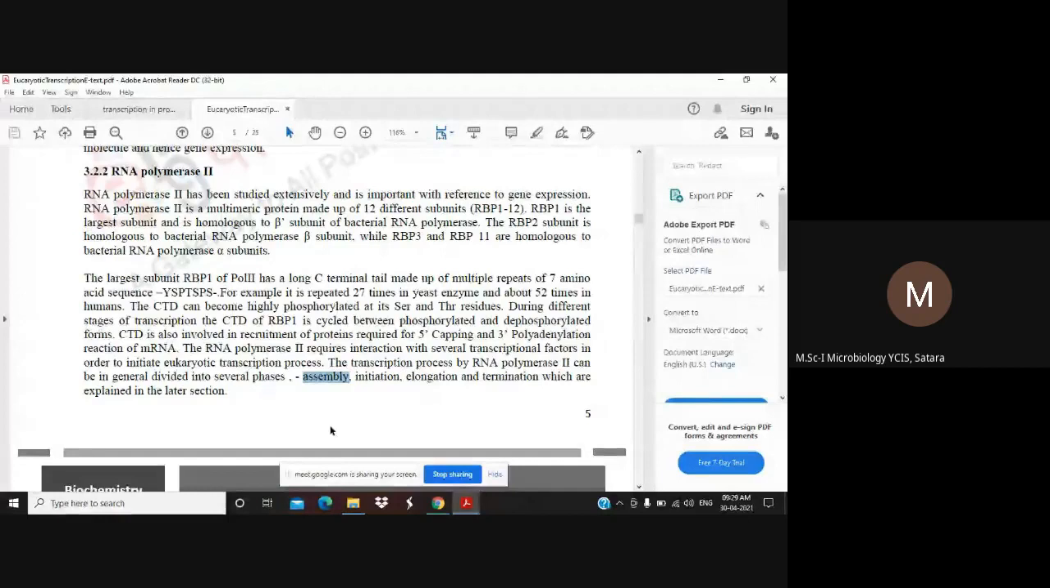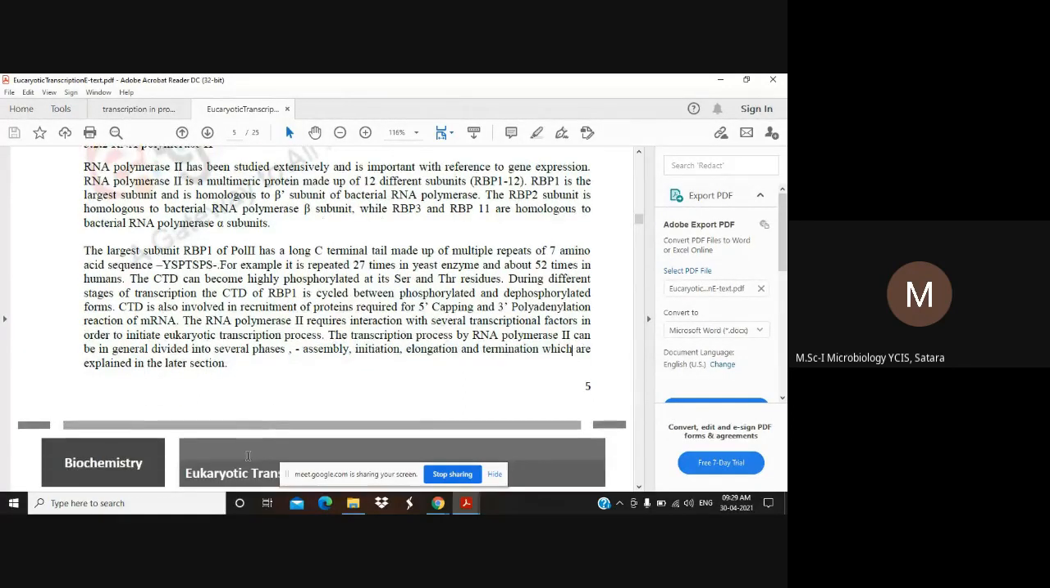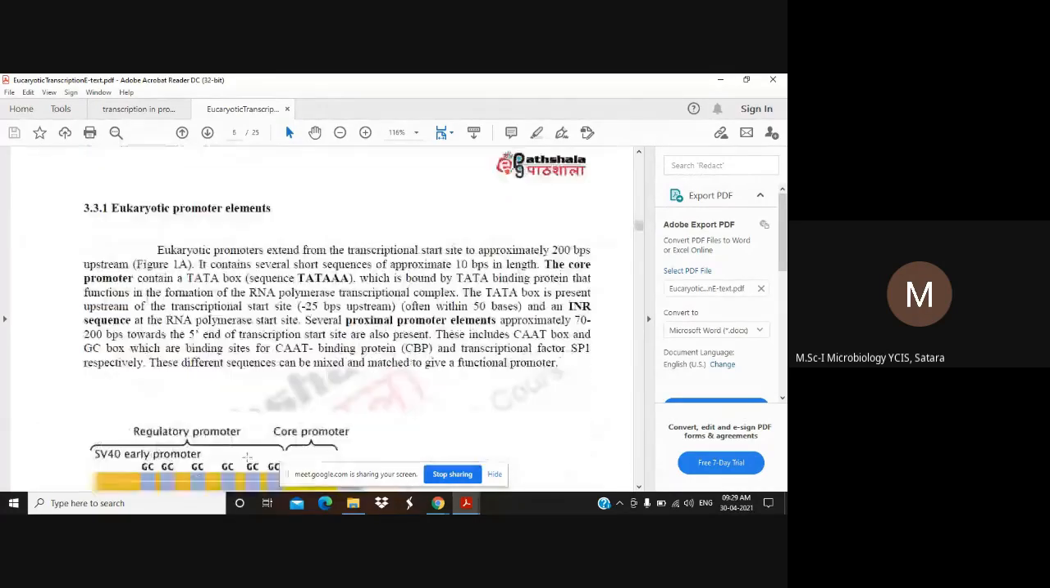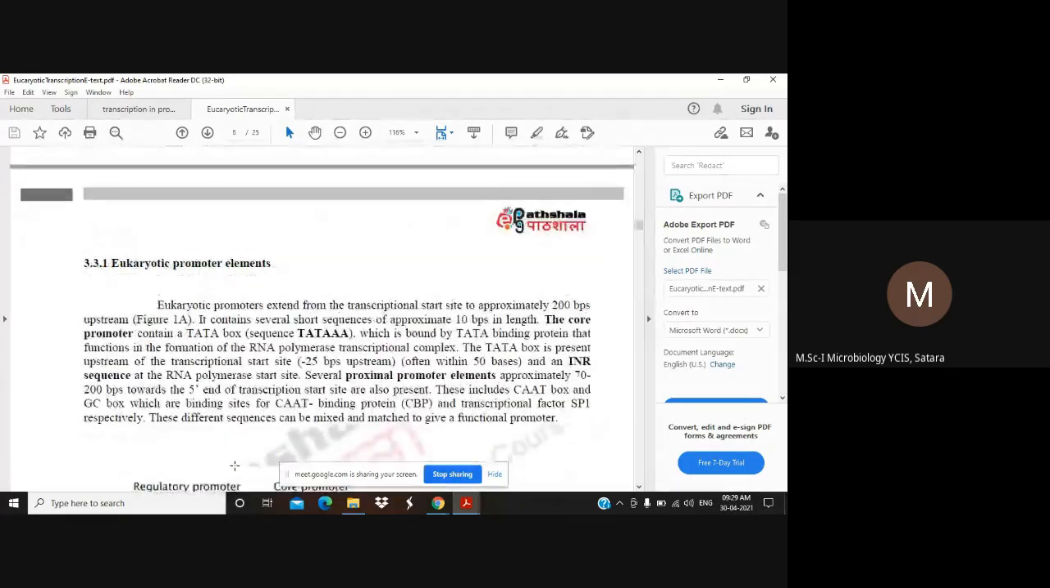Assembly म्हणजे काय होतं? RNA पॉलिमरेजला हे ट्रान्सक्रिप्शन फॅक्टर काय होतात? असोसिएट होतात. त्यानंतर इनिशिएशन, इलॉंगेशन आणि टर्मिनेशन. These are the steps involved in the transcription of eukaryotic cell. समजलं काही आतापर्यंत?